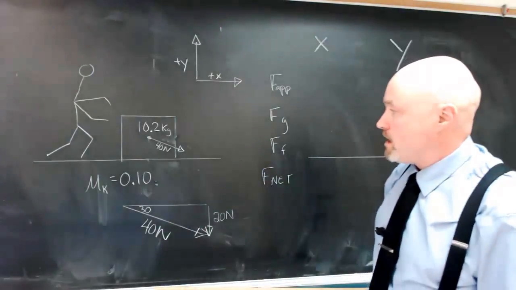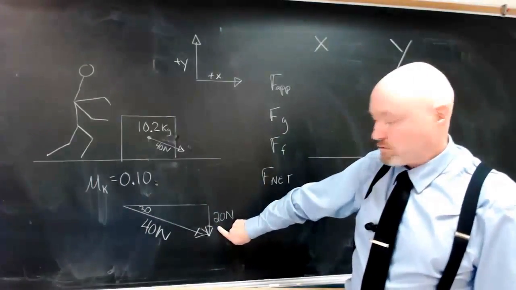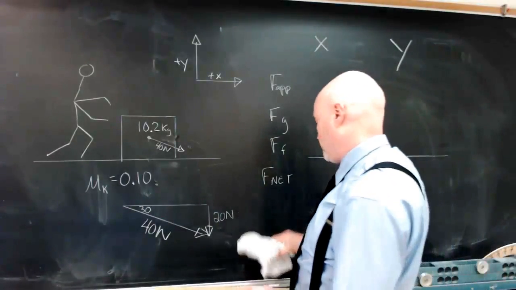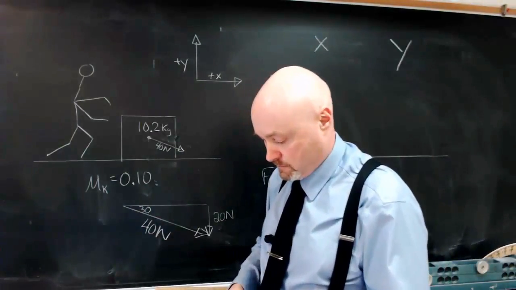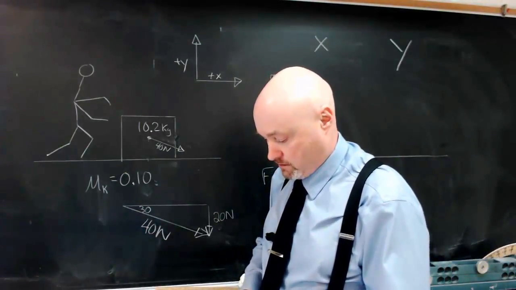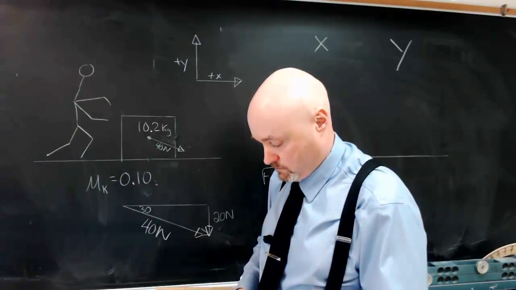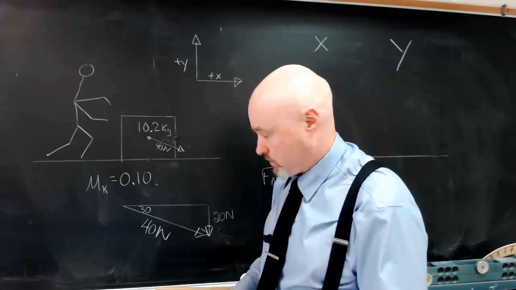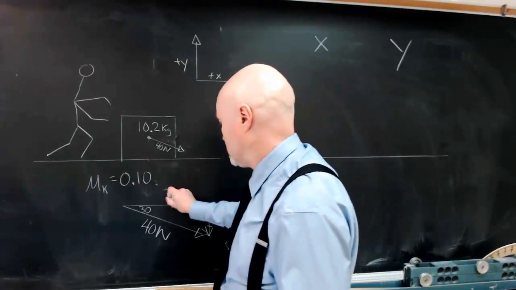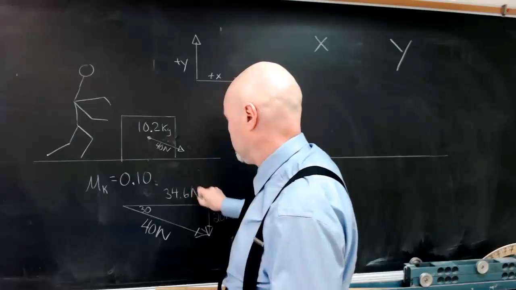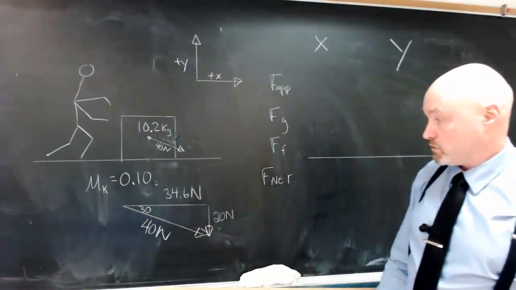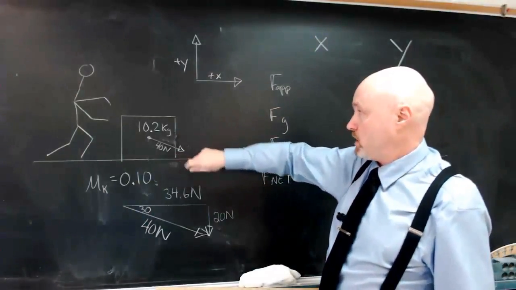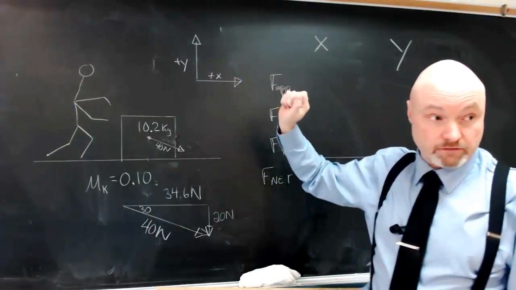Okay, so we have a component of the force going into the ground, and then 40 times the cosine of 30 is 34.6. And so 34.6 newtons of force is actually going to accelerate this box parallel to the surface.